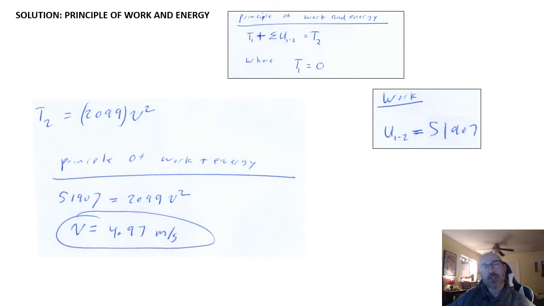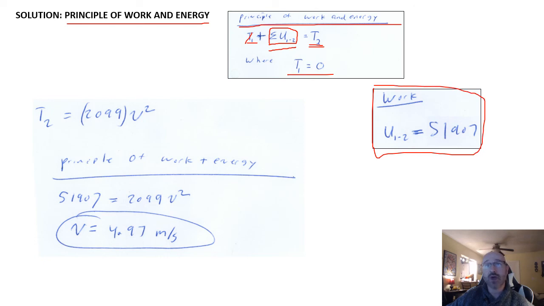So for the last step in our solution, we go back to that key governing equation, our principle of work and energy. Again, we have T1, kinetic energy at 1, plus the summation of our work from 1 to 2 is equal to kinetic energy 2, or T2, where we've already determined it starts from rest, so T1 is 0 and this goes to 0. So now on the left-hand side of the equation, we have the summation of our work from 1 to 2 equal to T2 on the right side. We've already calculated the work, or U1 to 2, and we have a numeric value of 51,907. So this value can plug in right there, and this is now equal to T2, where we just solved that our T2 is equal to 2,099 v squared.